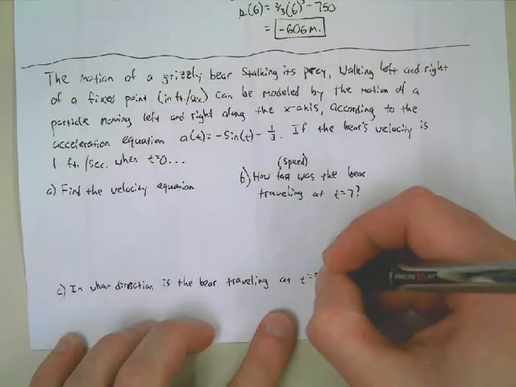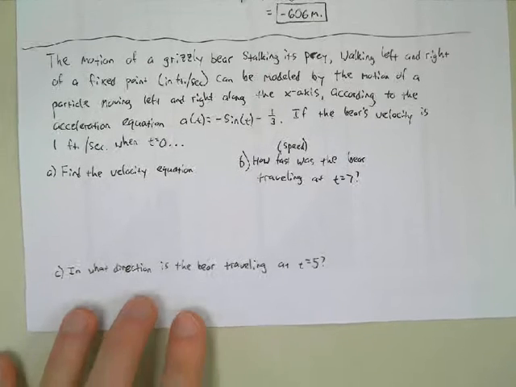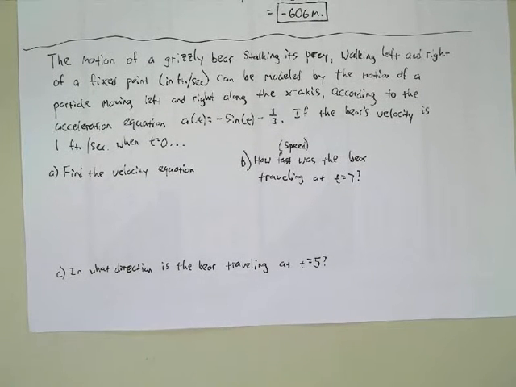Okay. So I want you to answer all 3 of those using the given information. Find the velocity equation. Find how fast, that is the speed, the bear was traveling at time t equals 7, using correct units, and in what direction the bear is traveling at time t equals 5. All right? I'm going to let you go ahead and start tackling that, and then I will go prepare the copies for our next adventure.